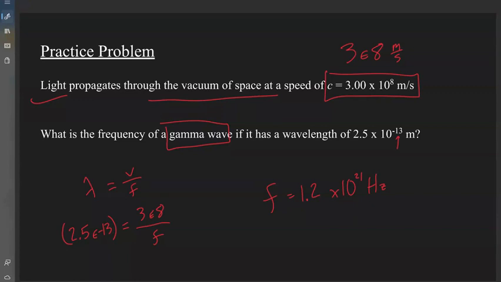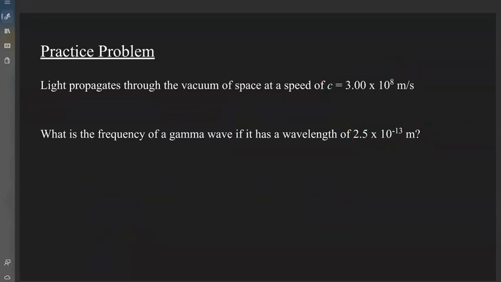To kind of put this in perspective, a gamma wave is approximately the distance from a proton to the electron of that atom. So it's about the size of half an atom, if not even smaller for a lot of them. So just know that. Okay, so there's our answer again.